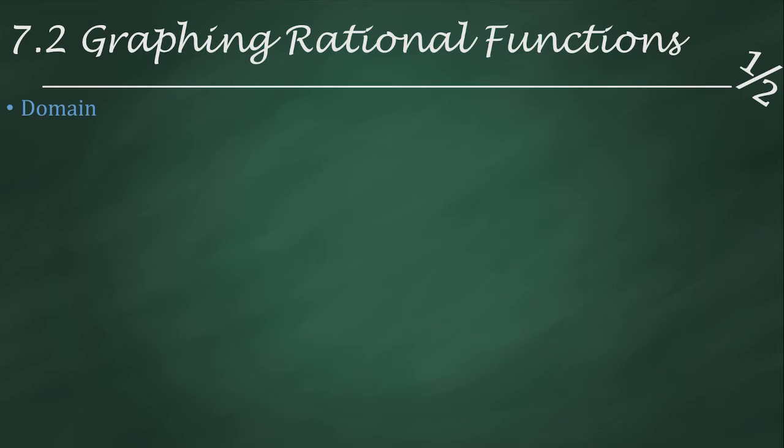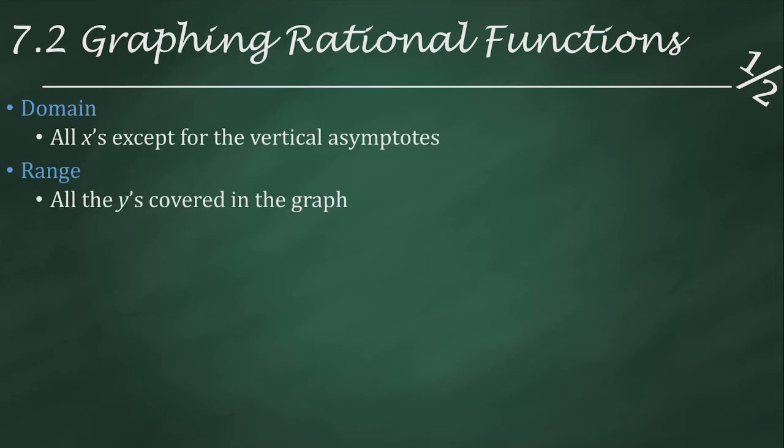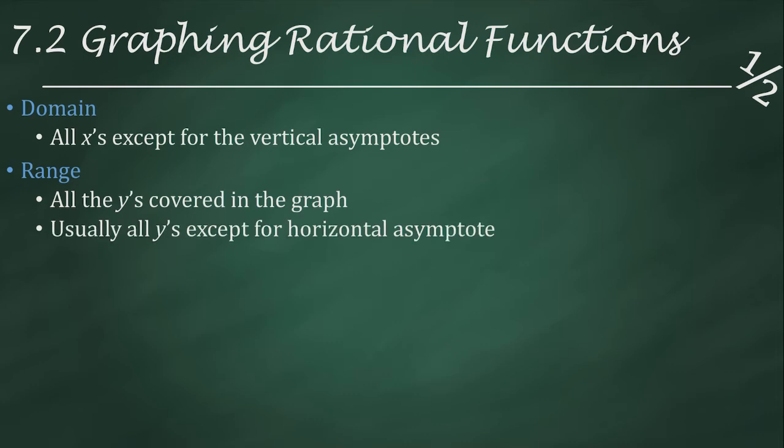Something else for a graph that's important is domain and range. The domain are all the x values that you can graph. Well, for a rational function, that would be all the x values except for the vertical asymptotes. The range is all the y values covered in the graph. So for a simple rational function, that's usually all the y's except for the horizontal asymptote.